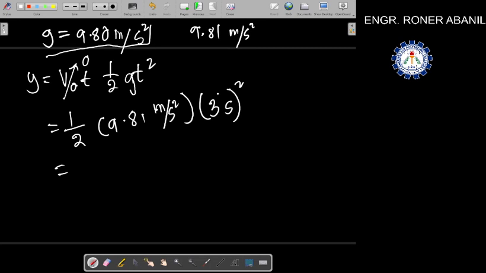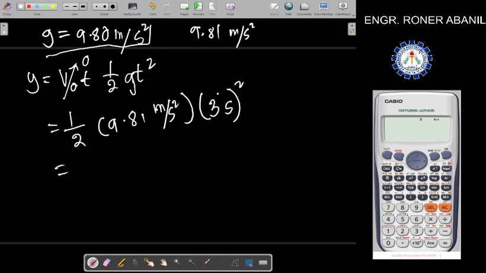So, nawala ata yung calculator ko. Ayan. So, yung 1/2 multiply by 9.81 tapos 3 seconds square. So, ang lalabas dito is 44.145. No? Naging 44.145. Okay, meters.